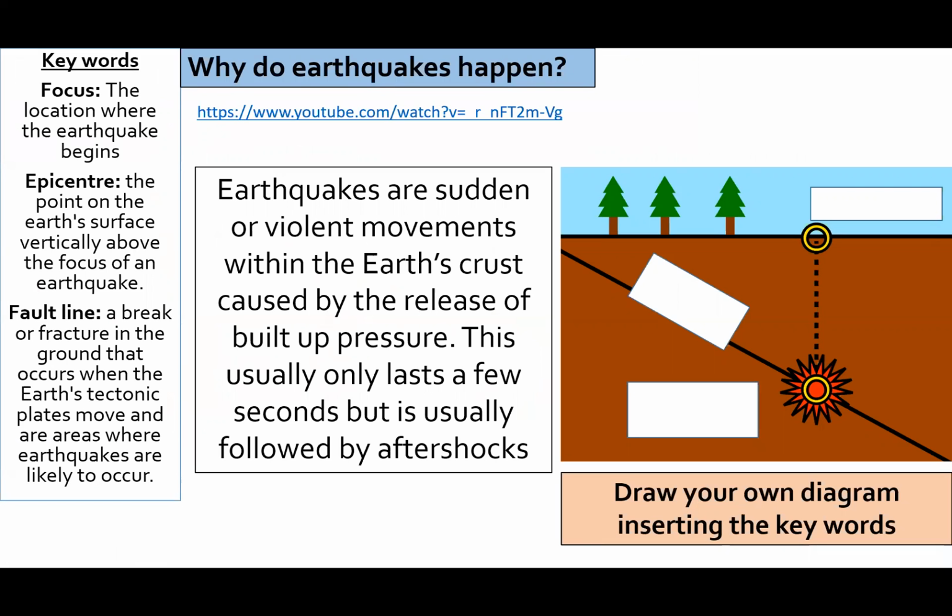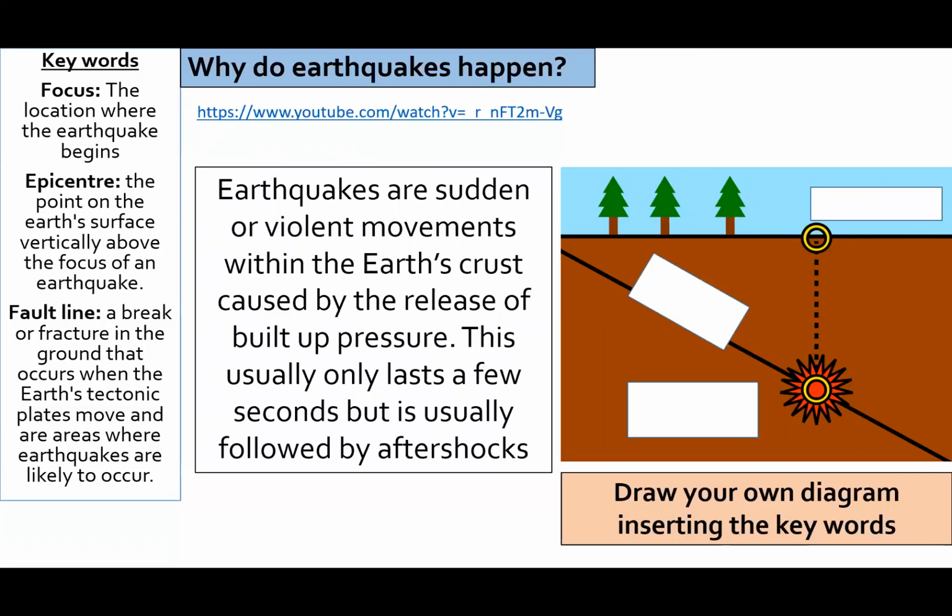All earthquakes are sudden or violent movements within the Earth's crust, and they're caused by the release of built-up pressure. This usually only lasts a few seconds, but can be followed by aftershocks, so smaller earthquakes, smaller bits of shaking afterwards. So there's 3 key features when an earthquake happens.